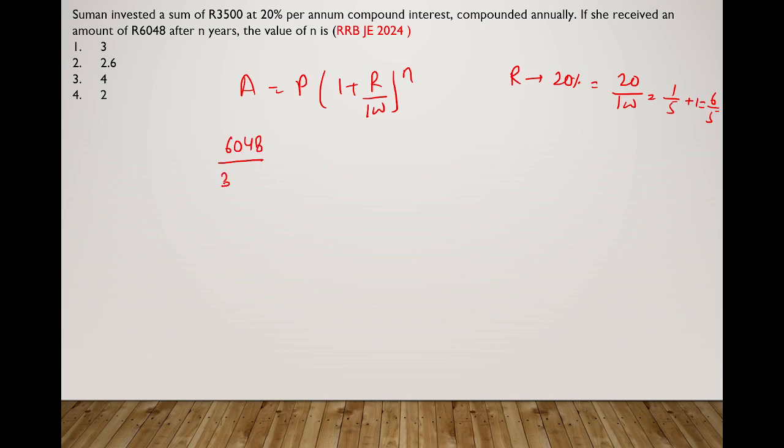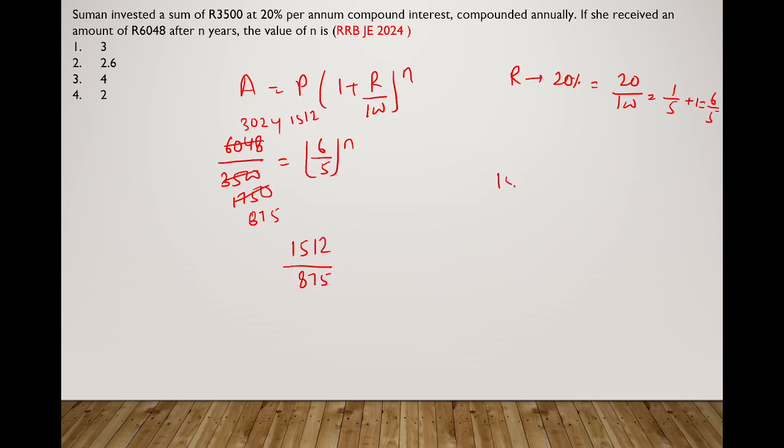6048 divided by 3500, and this is (6 by 5) to the power n. So our aim is to make this fraction into 6 by 5 raised to some power. So first, 2 3s are 6, 2 2s are 4... 1750. Okay, again we cut it by 2, 6... 8... 1512. So 1512 over 875.